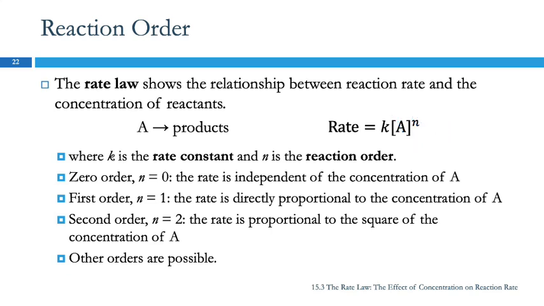In a first order reaction, the exponent there is 1. And so then the rate is directly proportional to the concentration of A. In the second order, that exponent is 2, and now the rate is proportional to the square of the concentration. Questions?